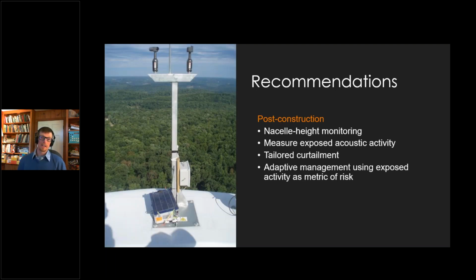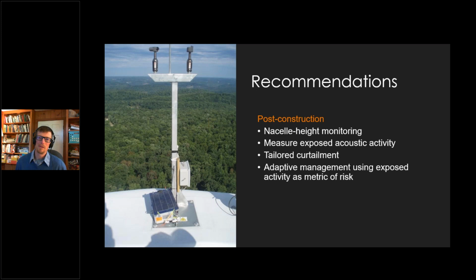For existing projects, wind turbines themselves are a perfect platform on which to deploy acoustic detectors. And this data, I think, is the most straightforward information needed to optimize curtailment plans, to design site-specific protocols that will reduce risk by a predictable margin.